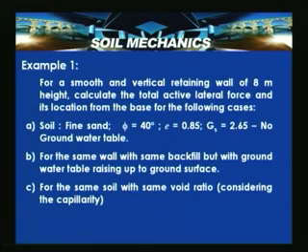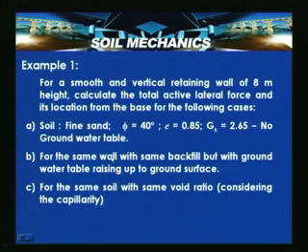Now let us consider some examples with whatever we have discussed just now. In example 1, let us consider a smooth and vertical retaining wall of height 8 meters. We need to calculate the total active lateral force, that means the wall moves away from the soil, and its location from the base for the following cases. The soil is a fine sand having friction angle equal to 40 degrees, void ratio 0.85, and specific gravity of solids 2.65, and no groundwater table anywhere.